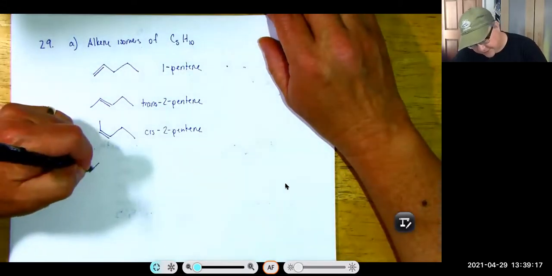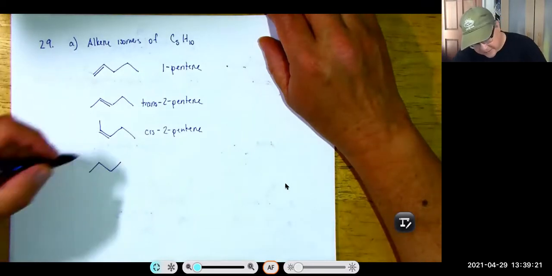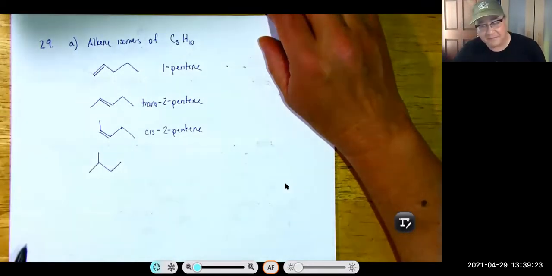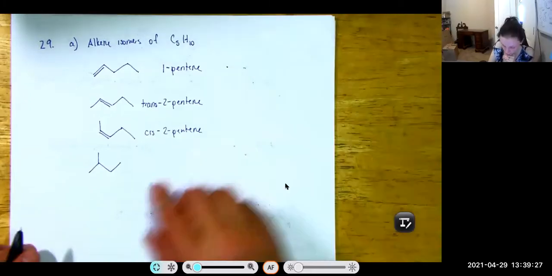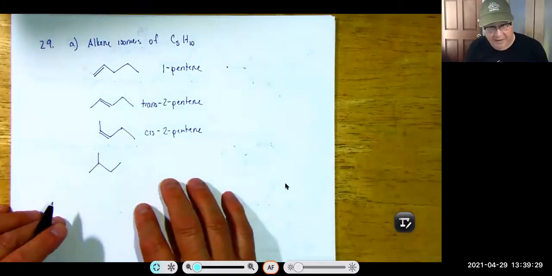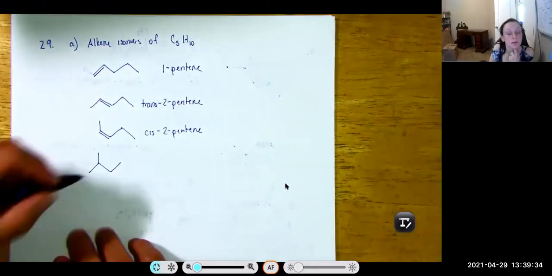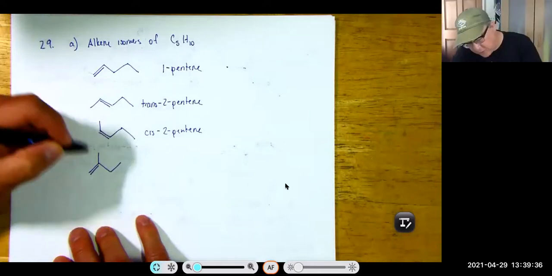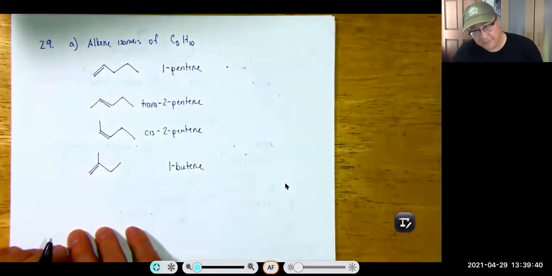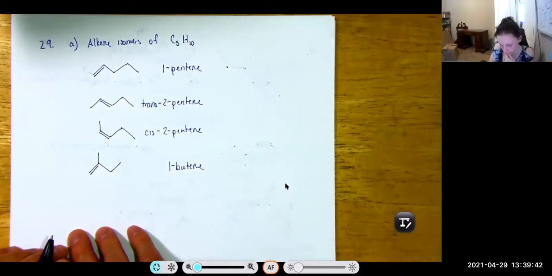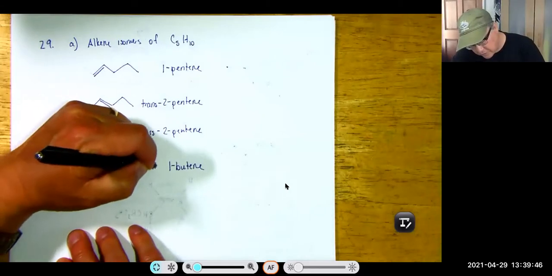Now we do this. And that. Okay, so we added a branch. This looks like it's going to be a butane, right? So I'm going to put the double bond here. Wouldn't this be 1-butene? And what would we do? We'd say 2-methyl-1-butene.